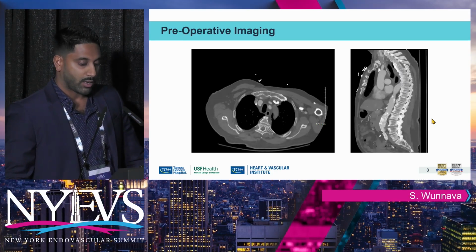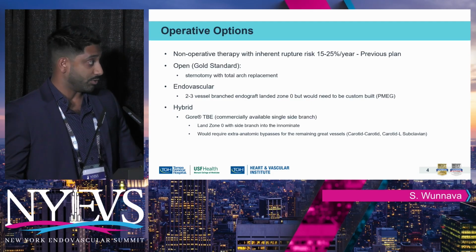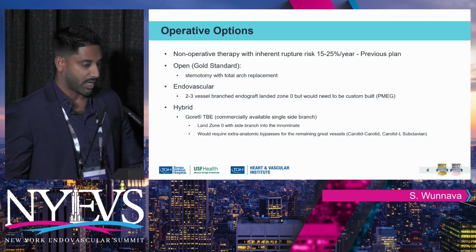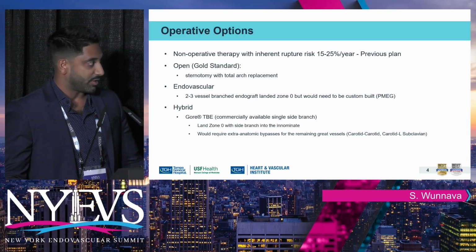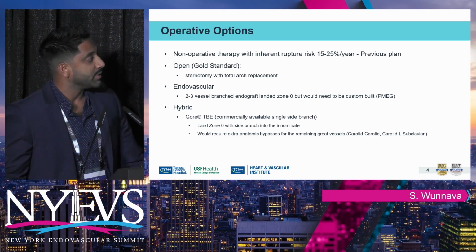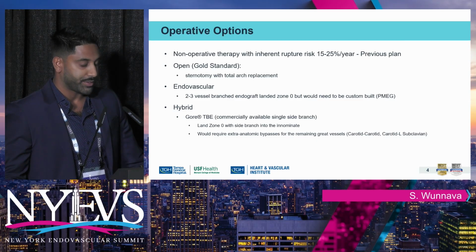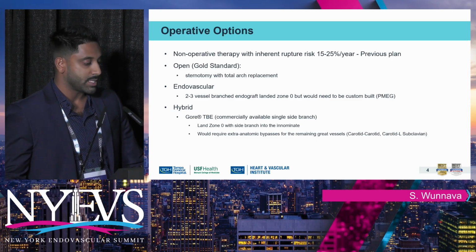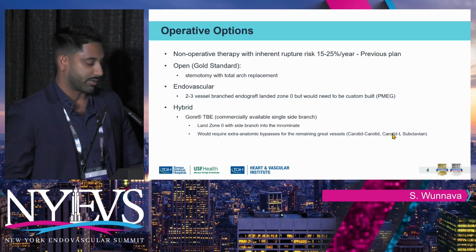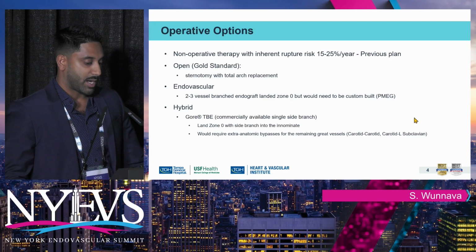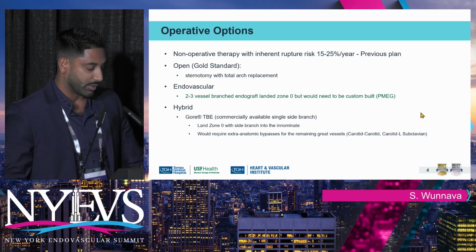So going to our surgical options, we could do non-operative, which is what he'd been doing for the past 5 years, just because he was deemed a non-operative candidate, but that comes with a pretty heavy rupture risk. You have the open option, you have the endovascular option, and the hybrid option. Given his comorbidities and everything, he couldn't undergo the gold standard, which would be a full sternotomy and a total arch replacement. The hybrid case would still require extra-anatomic bypasses. We talked about carotid-subclavian bypasses, and so we ultimately elected to go with the complete endovascular approach.